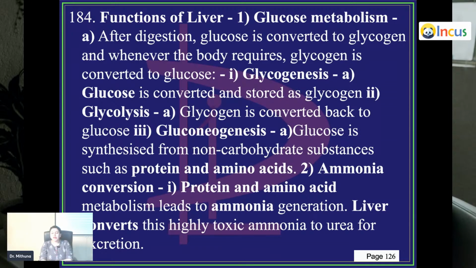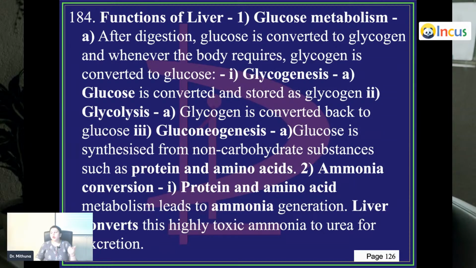Either it can be glycogenesis. Genesis means you are generating glycogen. So glucose is getting converted to glycogen and stored as glycogen in the liver. Glycogenolysis: lysis means breaking down. Glycogen is converted back to glucose by breaking it down.